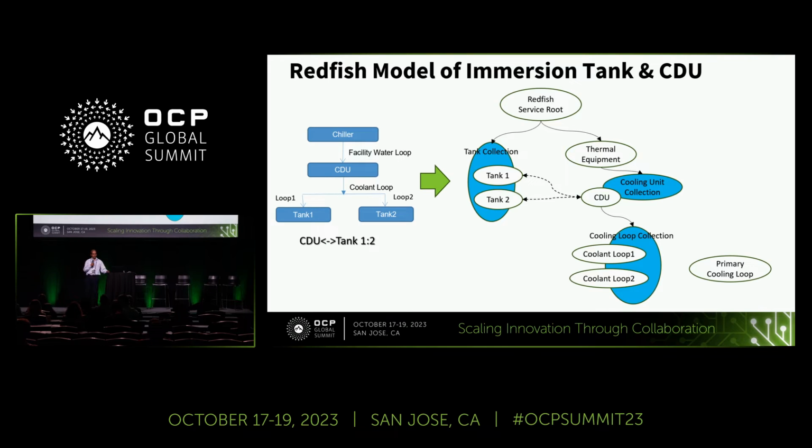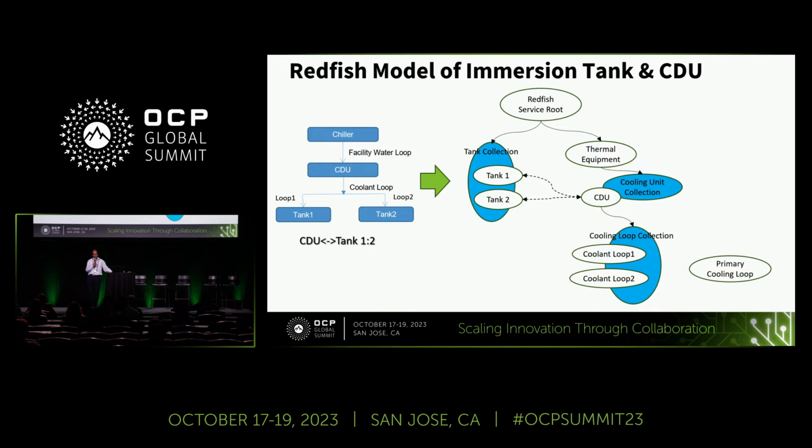So this is a translation from the 1:2, right? One CDU supporting a 2-tank model. What you do is have the tank collection represent the 2 tanks, and then the thermal equipment points to the cooling unit collection with 1 CDU, as you can see. The 1 CDU has 2 cooling loops, one coming in and one taking the heat away from the immersion tank to the water loop outside. And then the primary water loop we typically don't model. We could, but it's not necessary, because now we are drifting into a space that doesn't quite belong to IT. It's really a data center space.